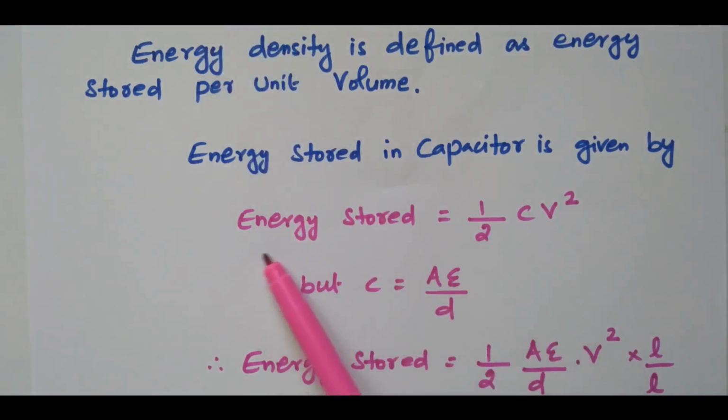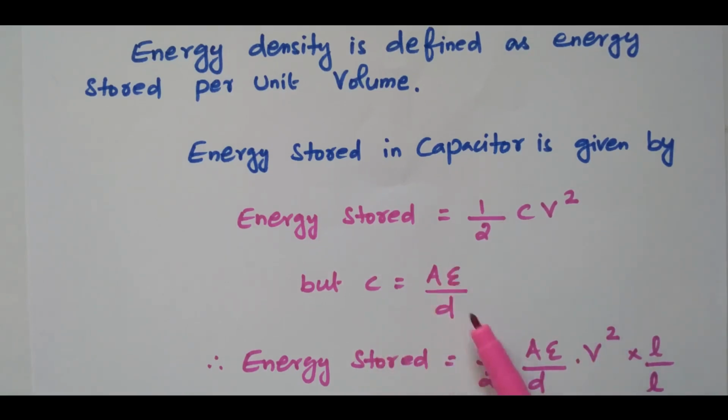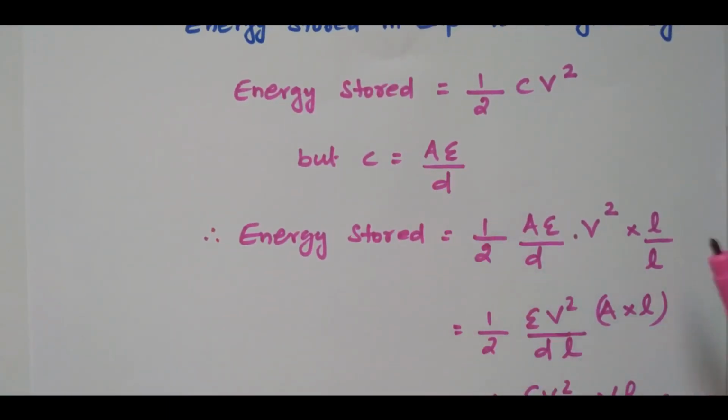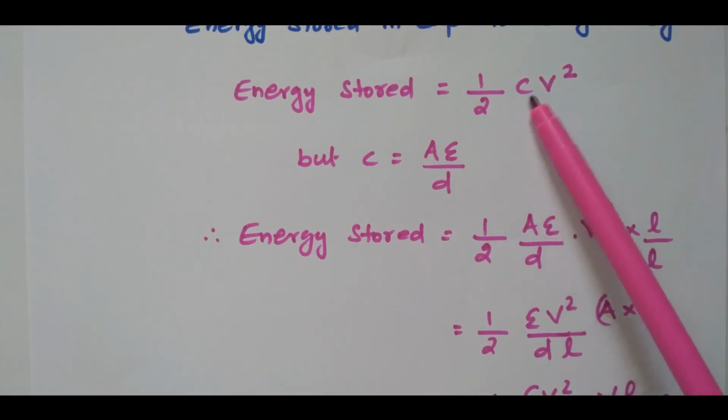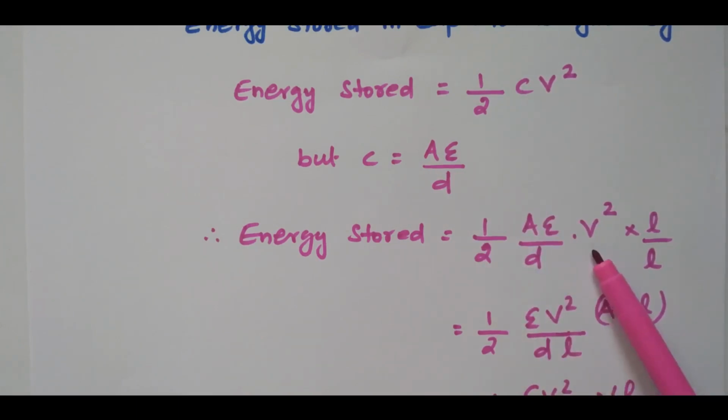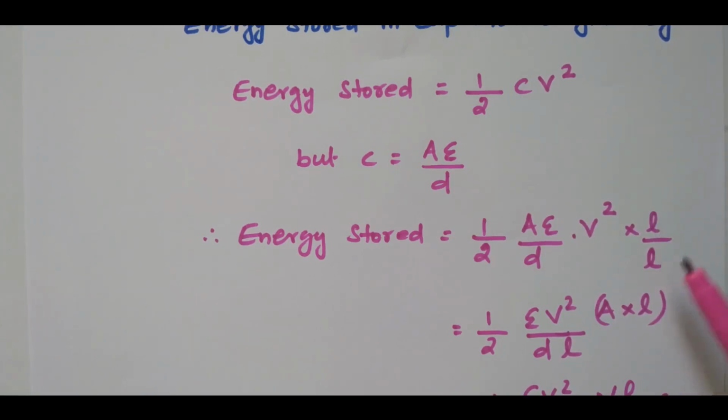So first we started with the expression half CV square. But we know that the capacitance is nothing but A epsilon by D, area into epsilon divided by distance. Now replace this C by A epsilon by D. So half A epsilon by D into V square. In order to get the volume, multiply and divide by the term length, so the original value will not be affected.